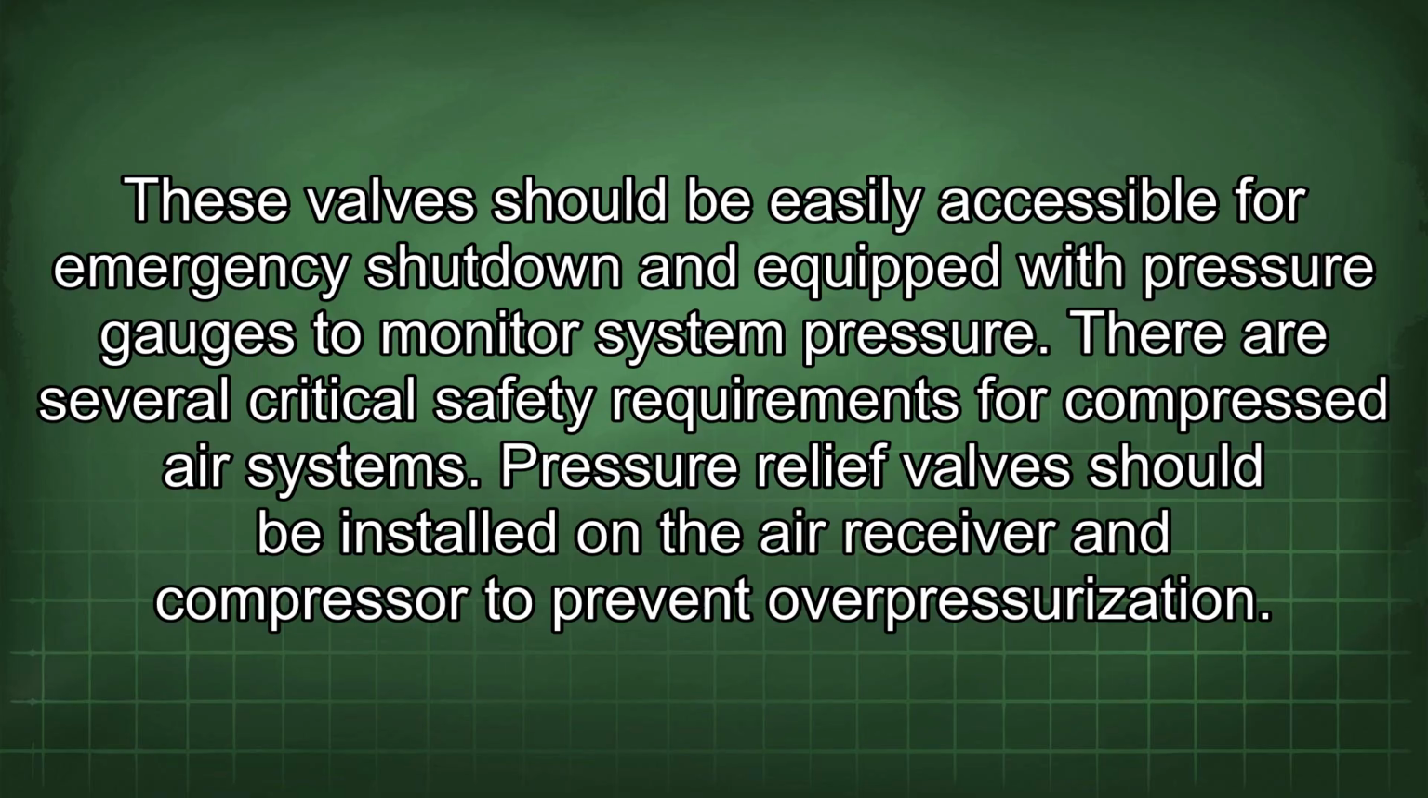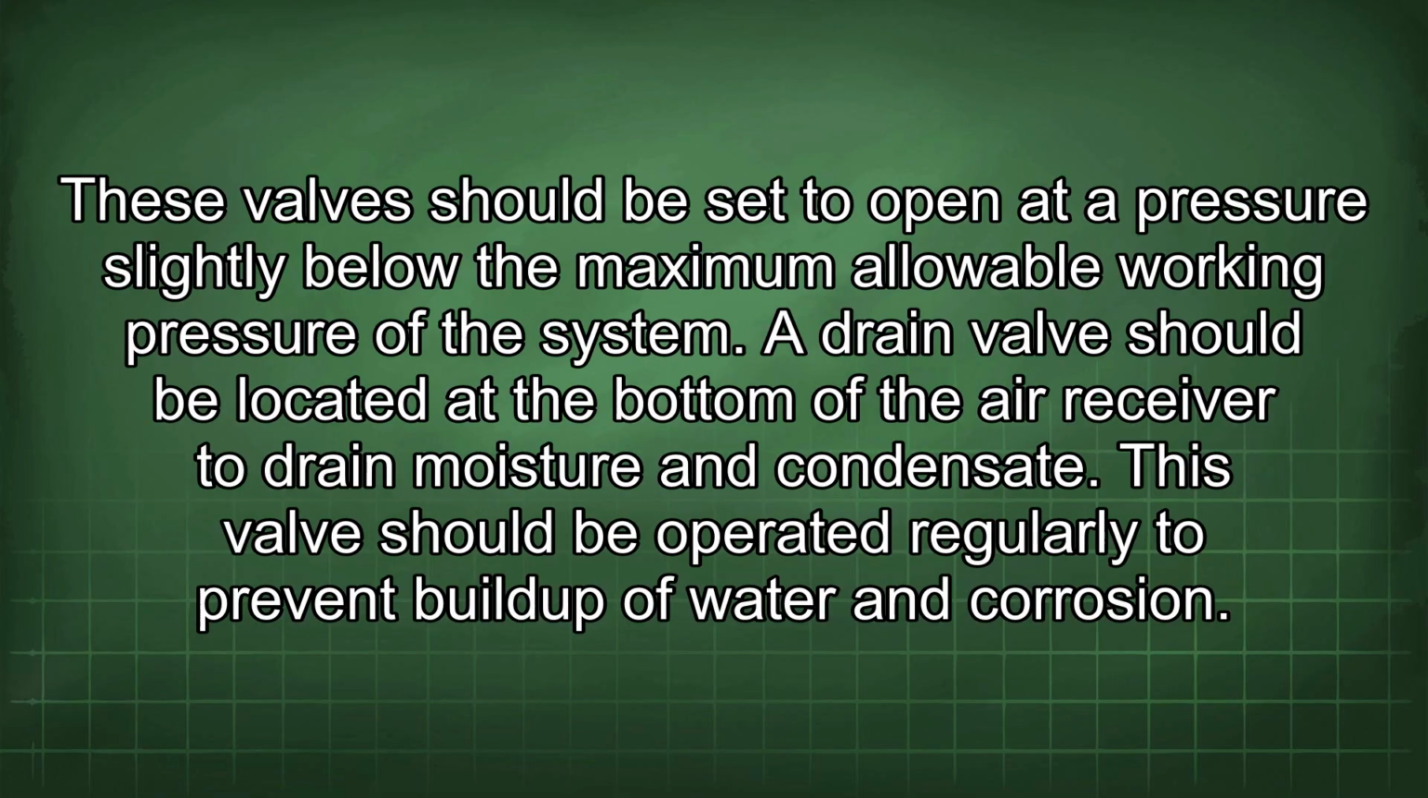There are several critical safety requirements for compressed air systems. Pressure relief valves should be installed on the air receiver and compressor to prevent overpressurization. These valves should be set to open at a pressure slightly below the maximum allowable working pressure of the system. A drain valve should be located at the bottom of the air receiver to drain moisture and condensate. This valve should be operated regularly to prevent buildup of water and corrosion.